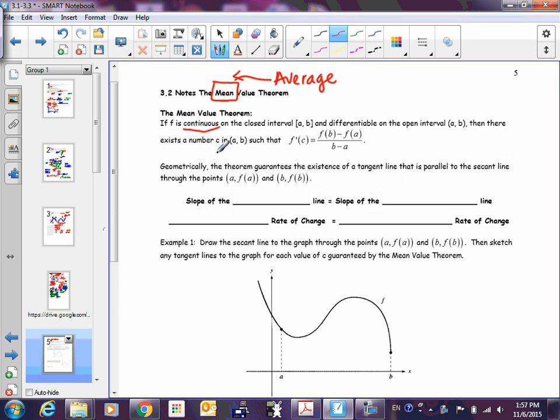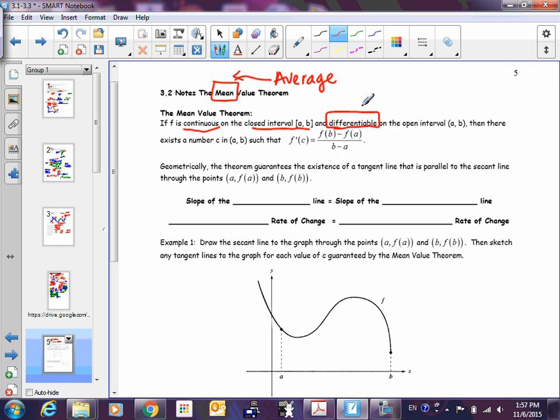F has to be continuous. Does that sound familiar? Should. Closed interval. Yep. Differentiable. This is new. The other theorems, F did not have to be differentiable, but to use mean value theorem, because we are talking about slope and the derivative, it has to be differentiable. So graphically, what are we not going to have? No cusps. Yeah, no cusps. Good.